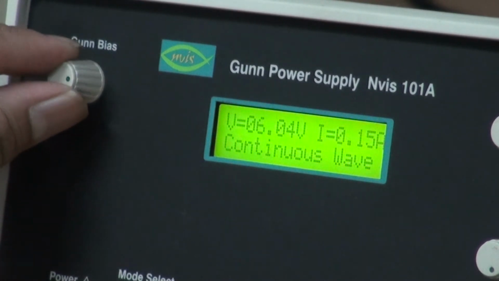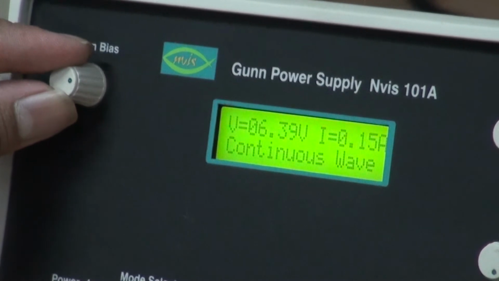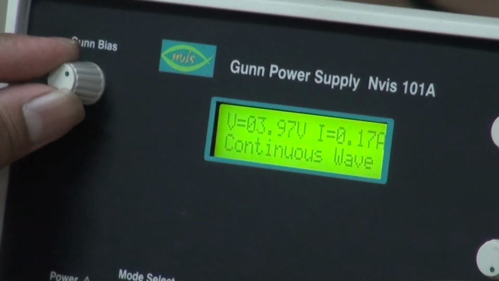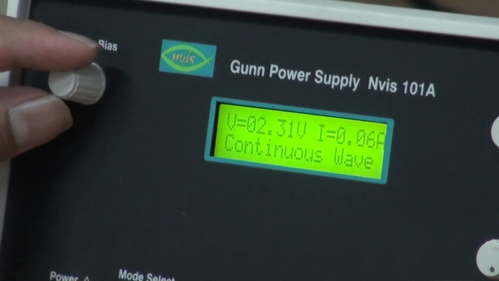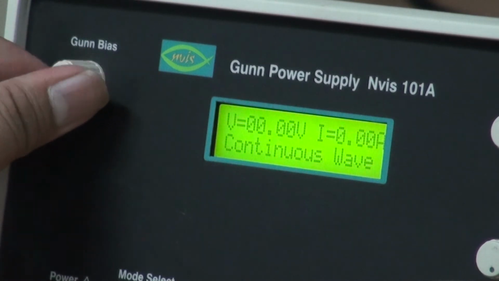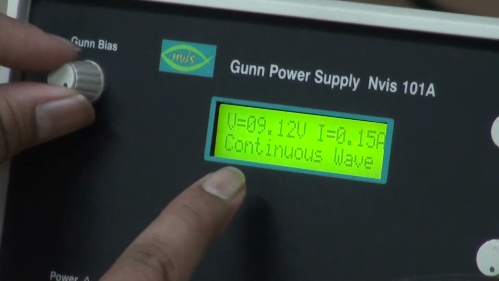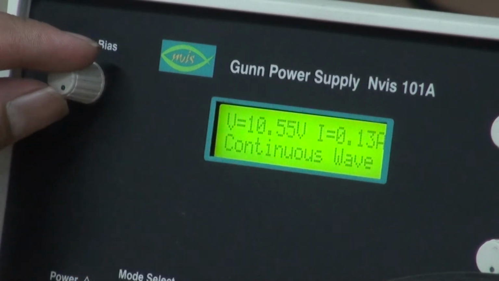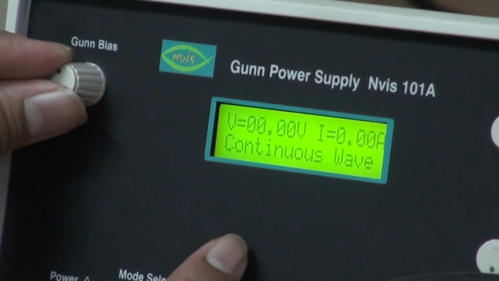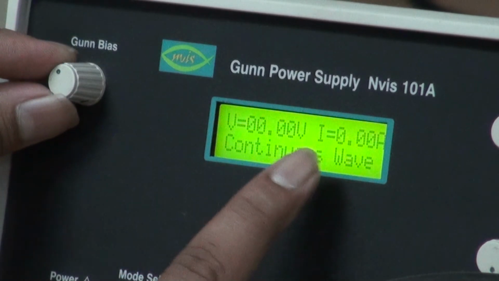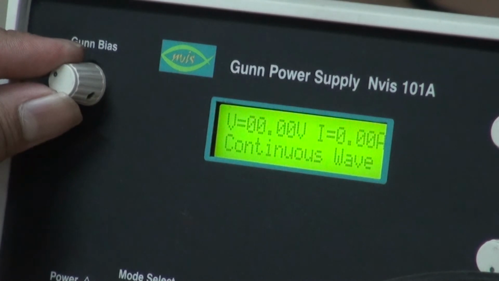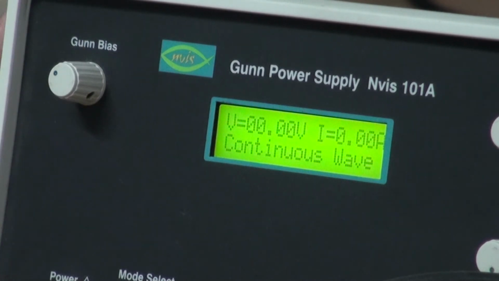Gunn bias right now is in maximum position, and I can vary it. At that time the value of the voltage is decreased, and in the lower position it means minimum voltage, and then I move to the maximum position. At that time it displays the maximum voltage, around 10. This is the Gunn bias DC voltage, and parallelly the current is also displayed. And this is the on off key of our power supply.